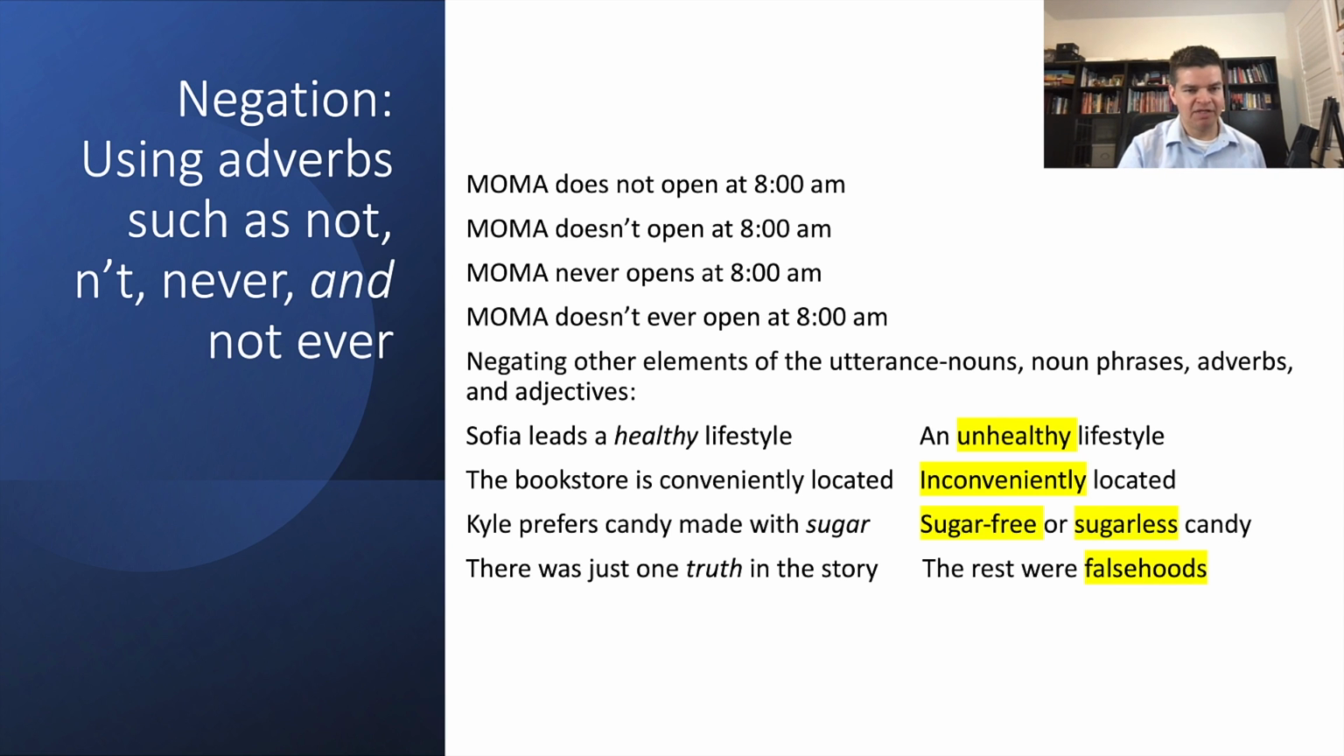So we have Sophia leads a healthy lifestyle versus she lives an unhealthy lifestyle. The bookstore is conveniently located versus the bookstore is really inconveniently located. Just to give an example, Kyle prefers candy made with sugar, or Kyle prefers sugar-free or sugarless candy. There's just one truth in the story, or the rest of the facts, if we want to call them that, were falsehoods, right?